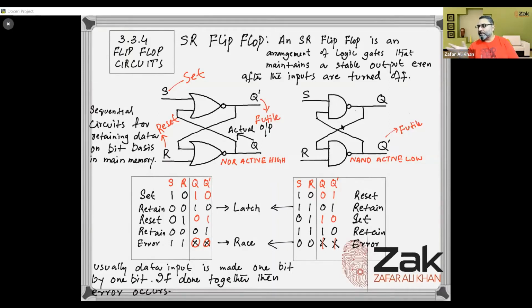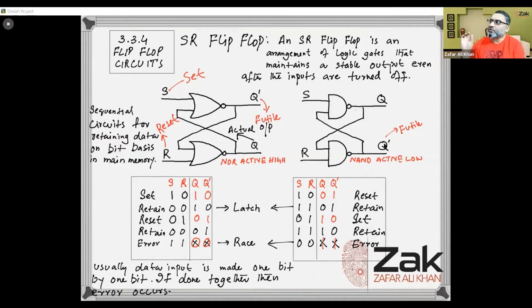Cross-coupled: this output and input from the same circuit is referred to as cross-coupled. NAND gates can equally be produced from NOR gates. The two inputs are labeled as S as in set and R as in reset. And two outputs are labeled as Q and Q naught. What does it mean? It means that whatever the Q, Q naught will be the reverse of it.